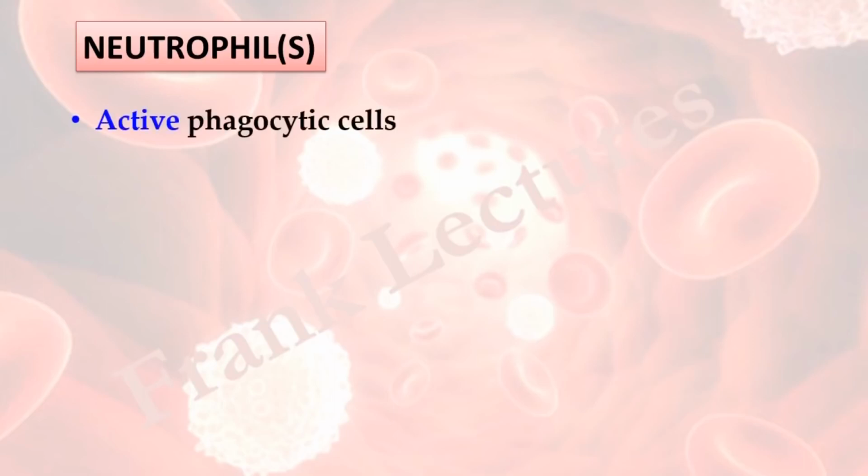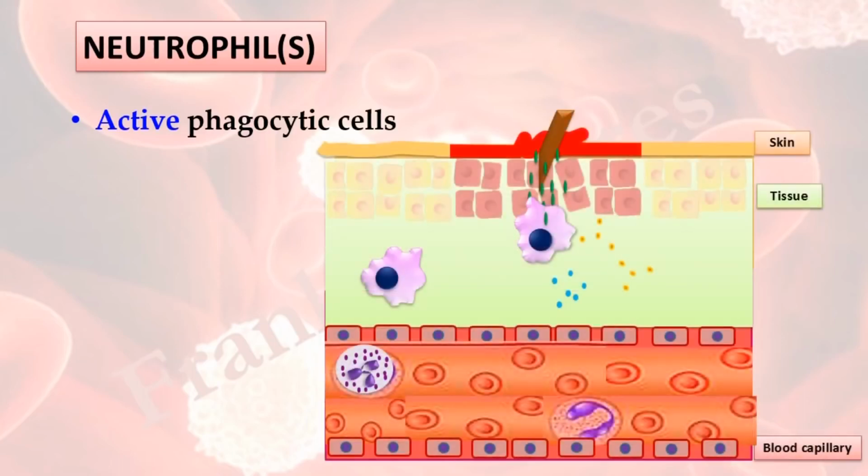To understand this, let us look at this diagram. Neutrophils circulate in blood. But when there is an infection, they get a signal and then they migrate to the site of infection from the bloodstream. And then in the tissues they become principal phagocytic cells.